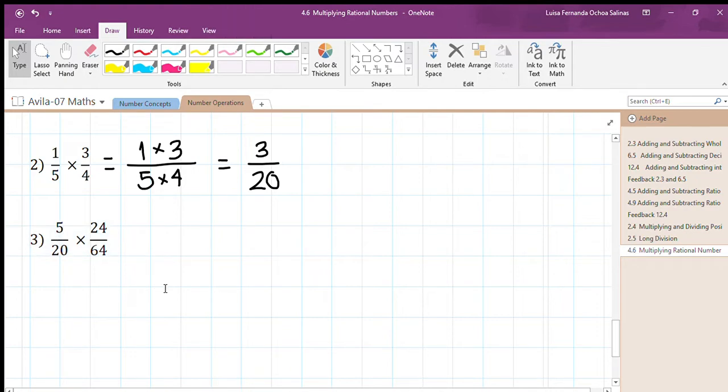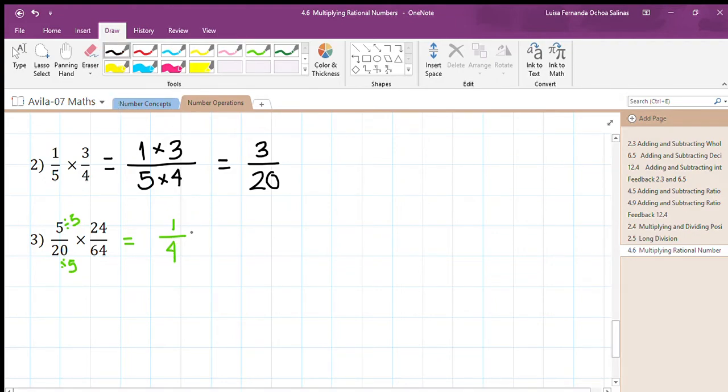which is 5 over 20 times 24 over 64. So if you start right away and you ignore my first step that I wrote above, that said simplify your fractions, you are going to be dealing with very big numbers here. So first thing that you need to check, can I simplify my fractions? Yes, I can. How can I do that? If I divide this one by 5 and this one by 5, then this one is going to become 1 over 4 or a quarter.